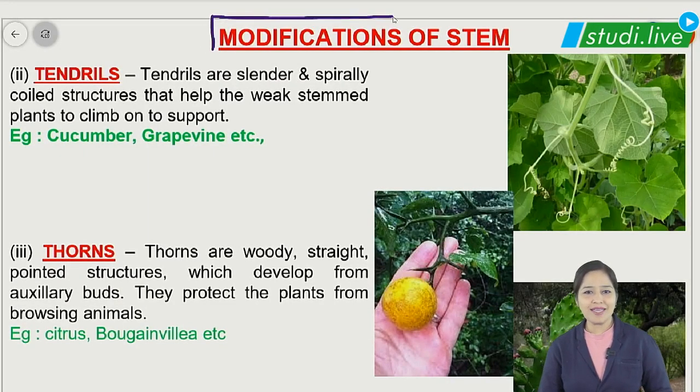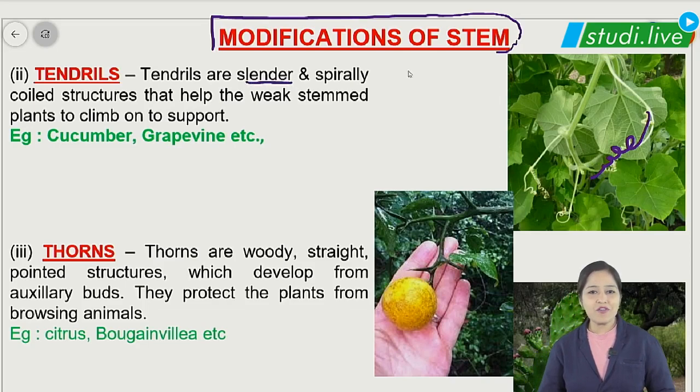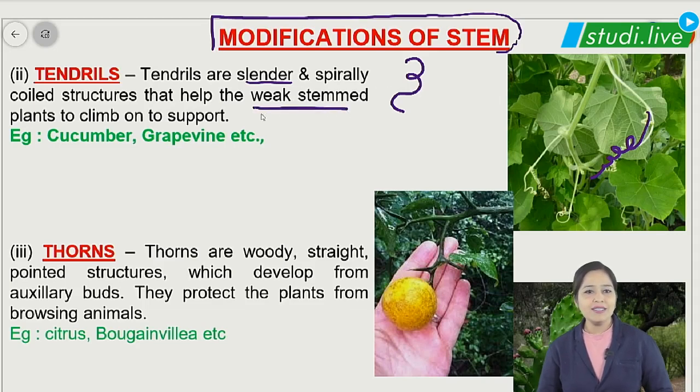So here we can see what all modifications are going to come in the stem. Here we can see this stem is becoming slender. Slender means thin. It is a spirally coiled structure, helping the weak stemmed plants to climb onto a support. So we can say these tendrils are slender, spirally coiled structures allowing the weak stemmed plants to climb onto a support.